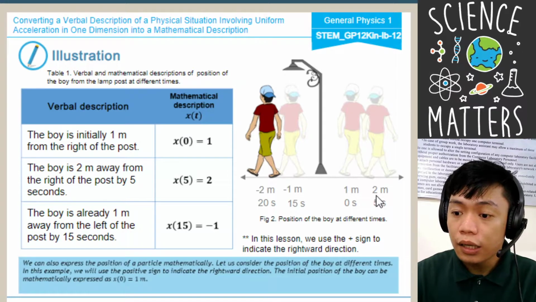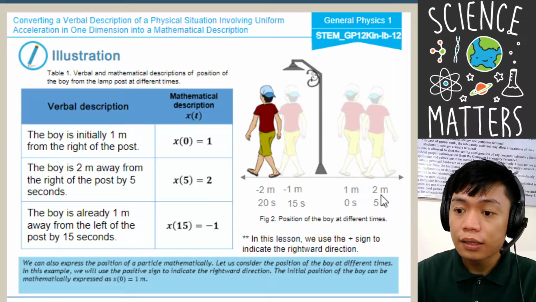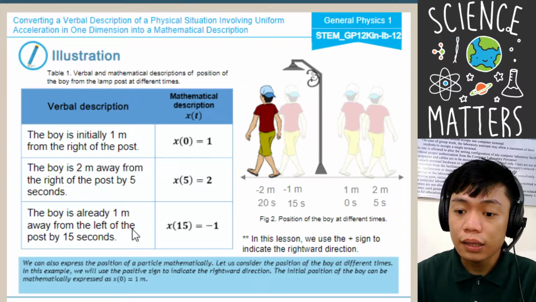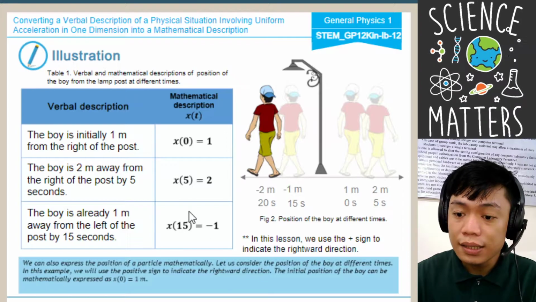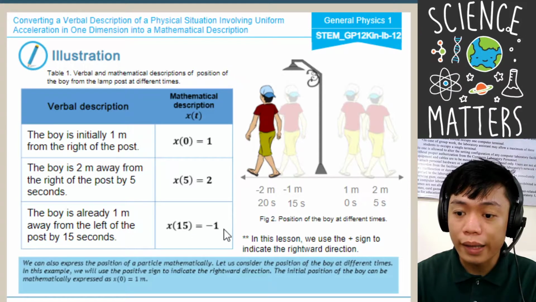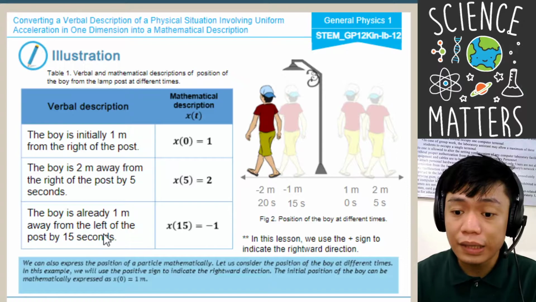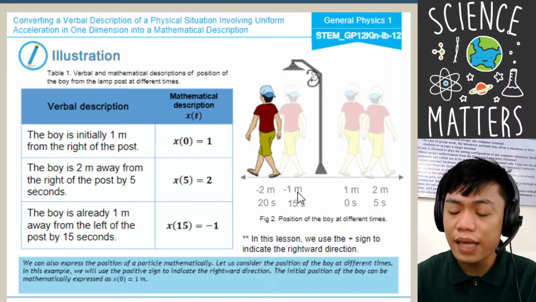So at 2 meters, the boy has moved within 5 seconds going to the right. Then how about this? x at 15 seconds is equal to negative 1. So the boy is already 1 meter away from the left of the post by 15 seconds. So he went back. Why 15 seconds?